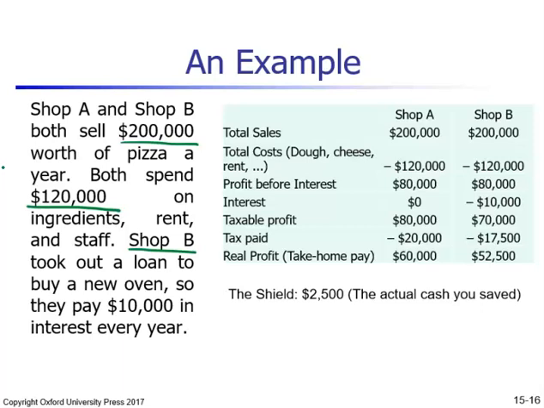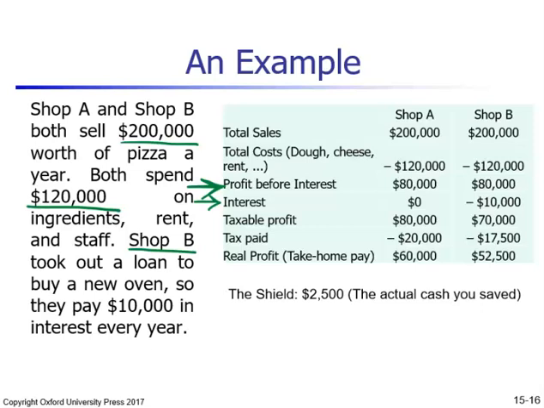Stop the video and try to read the question so you can catch up completely on the situation. And then we are going to continue together. Okay, the profit before interest, that operating profit, for both of them is the same, $80,000. But shop B needs to pay also $10,000 for the interest. So the taxable profit for shop A is $80,000 and for shop B is $70,000.